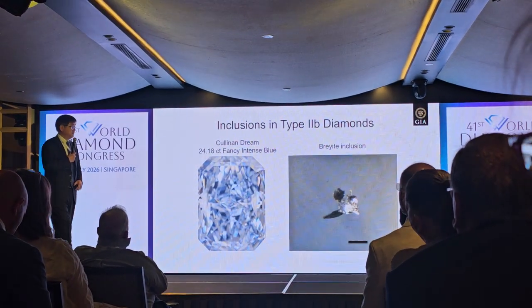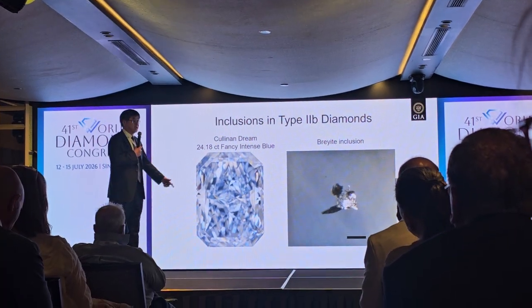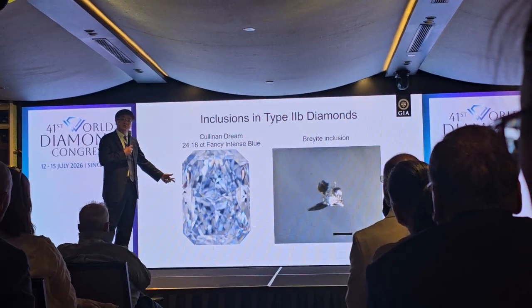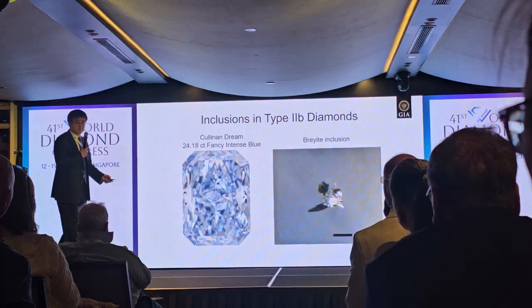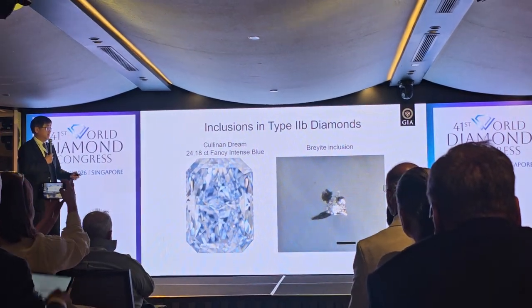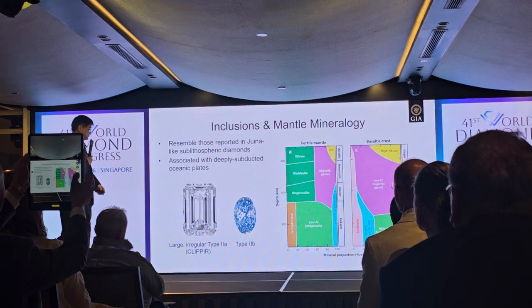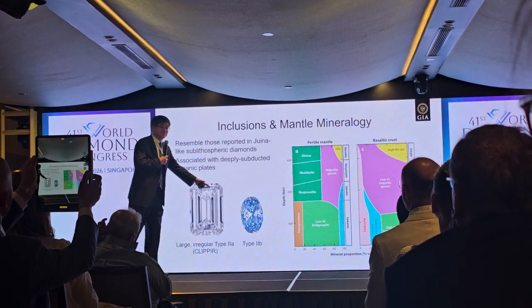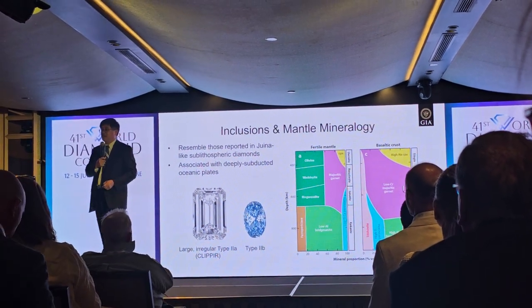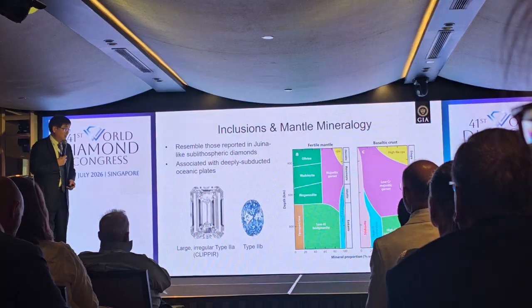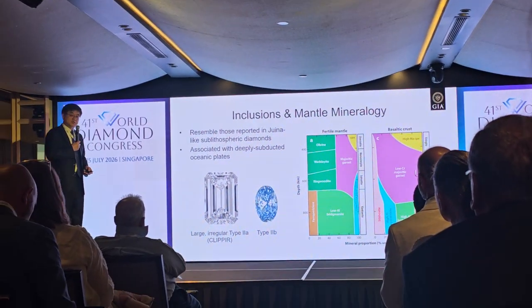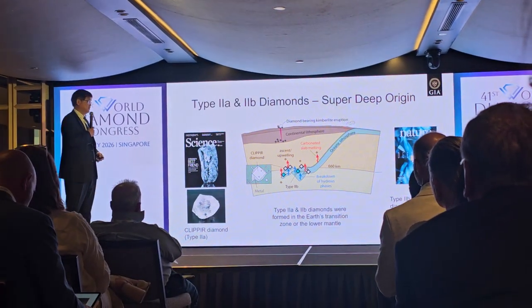And the same inclusion from perovskite was discovered in a type 2B diamond, similar to the Hope diamond. That also demonstrated these are super-deep diamonds. So with that, we found out that either this Cullinan-type diamond or type 2B diamond, they are deep. They are super deep, from 300 kilometers to about 800 kilometers.